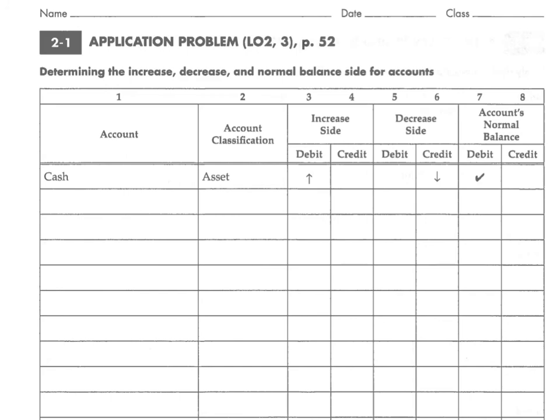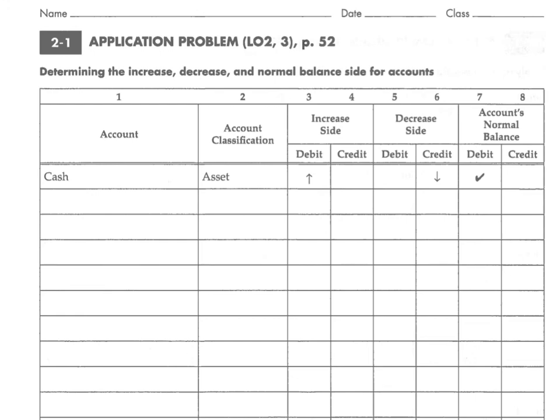On the work together, we made T accounts for several different accounts. You're not going to be doing T accounts on the application, but you are going to be listing an account stating what it is. So if it's an asset, liability, or owner's equity, and then you have to state the increase, decrease, and normal balance side of that account. So your work together should help you out a lot with this. They already did cash for you.